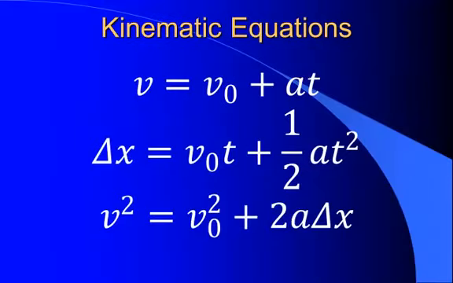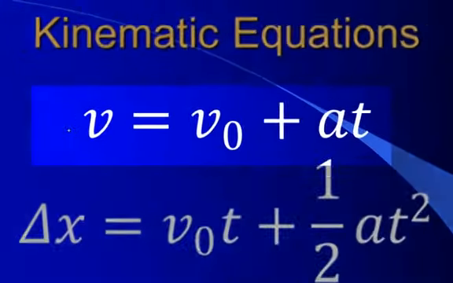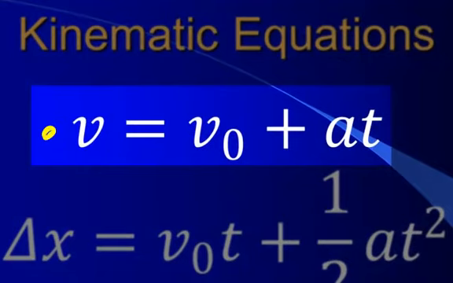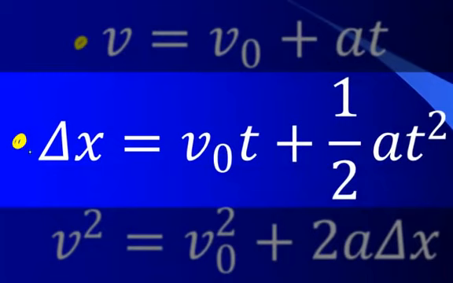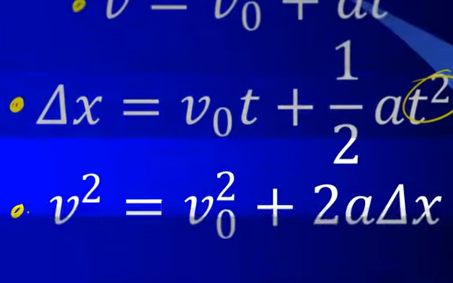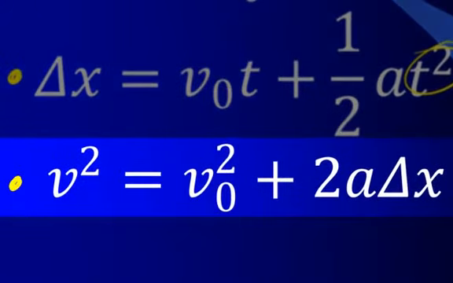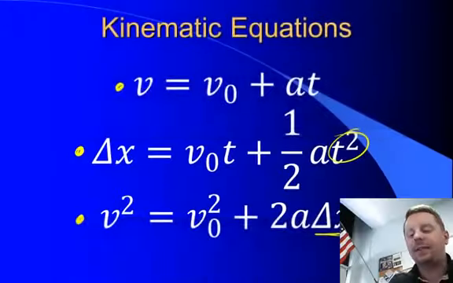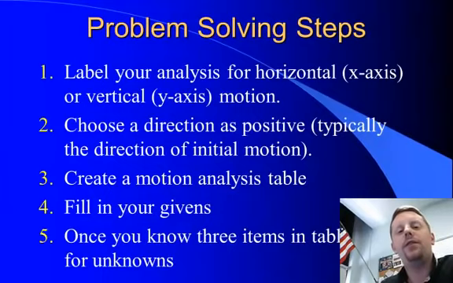The kinematic equations themselves, there are 3 of them. The first says that the final velocity is equal to the initial velocity plus acceleration times time. The second says that the displacement is equal to the initial velocity times time plus 1/2 times the acceleration times the square of the time elapsed. And finally, the final velocity squared is equal to the square of the initial velocity plus 2 times your acceleration times your displacement.